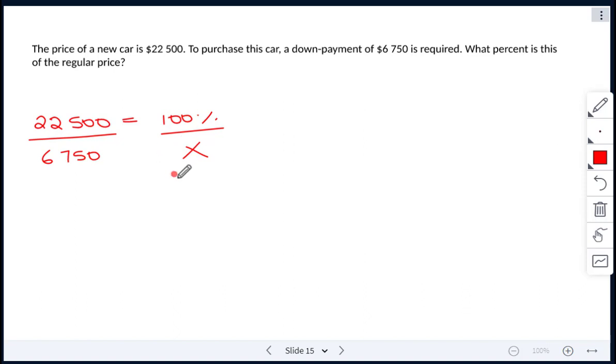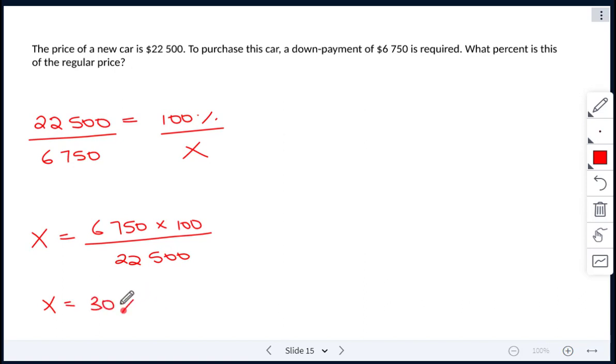Now we're just solving for x. We'll just use cross multiplication. So we multiply 6,750 times 100, and then we will divide by 22,500. Put that into your calculators, and you should end up with your answer of 30%.